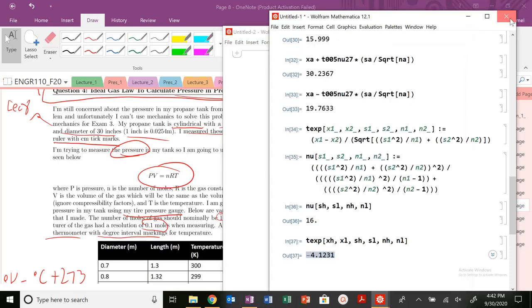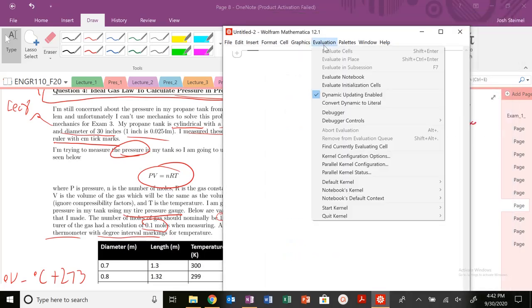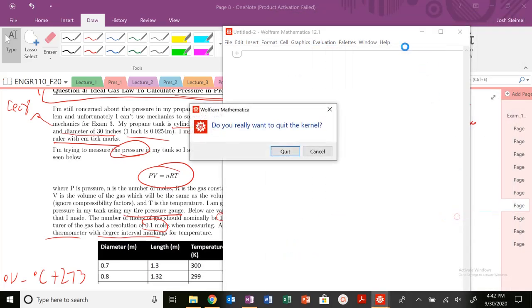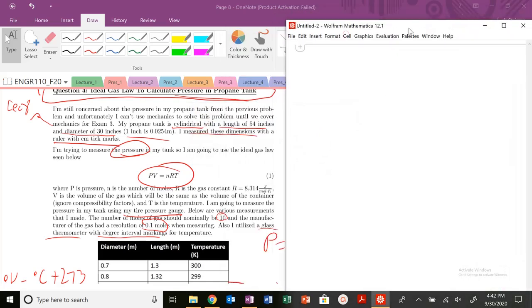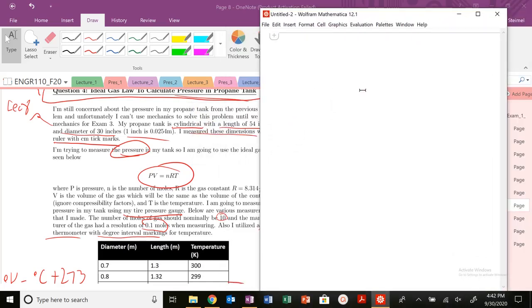But I'm going to be safe, and I am going to clear my kernel. Quit kernel. I would consider doing this between every problem. So our fundamental equation, so actually let's define some values here first.